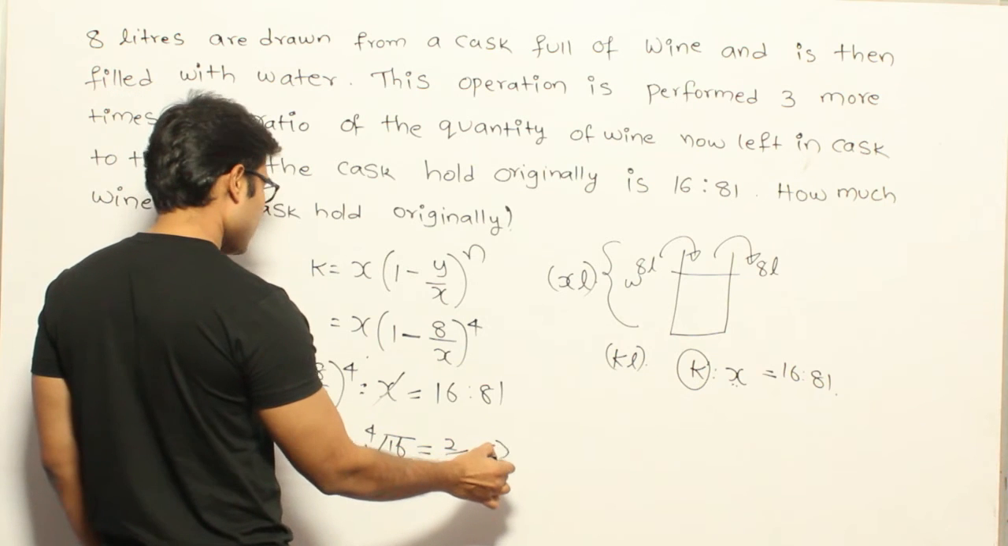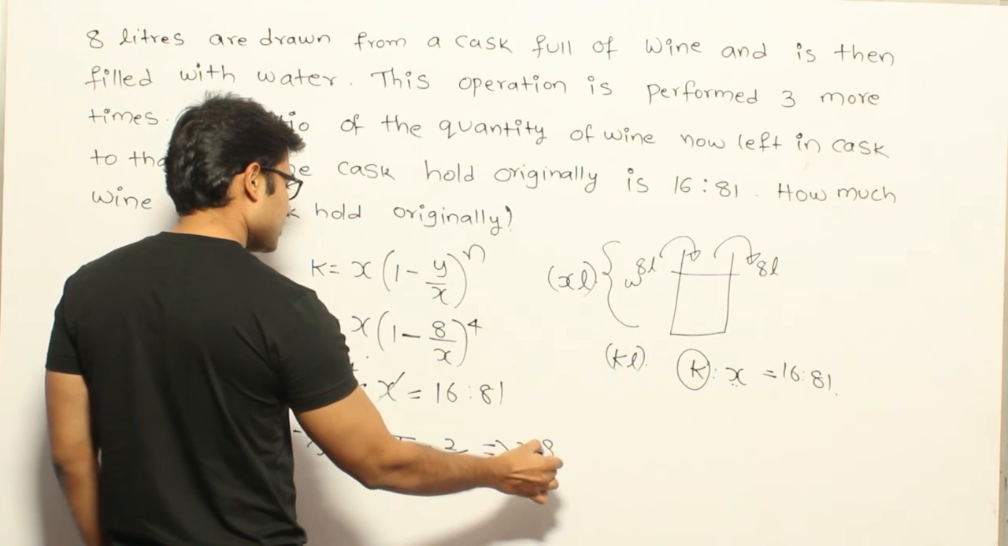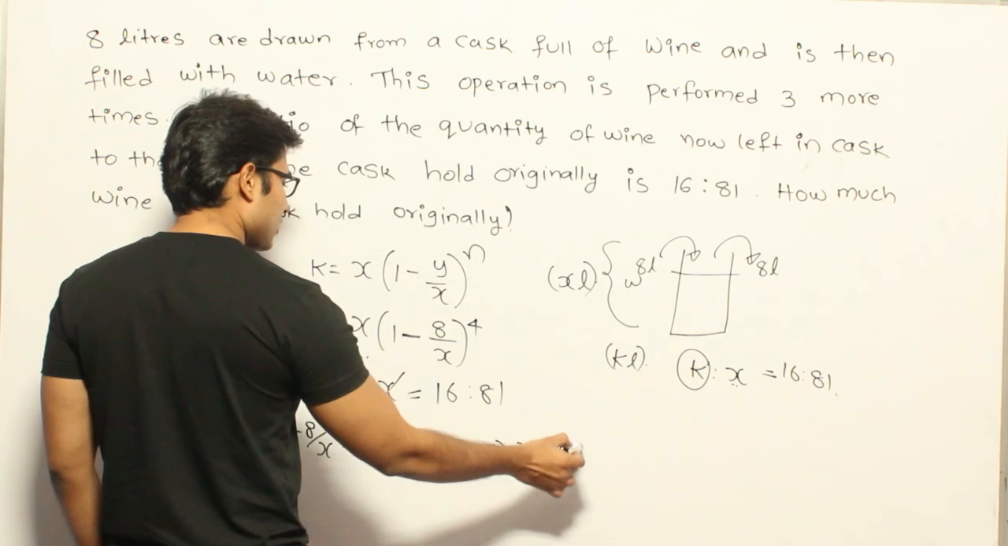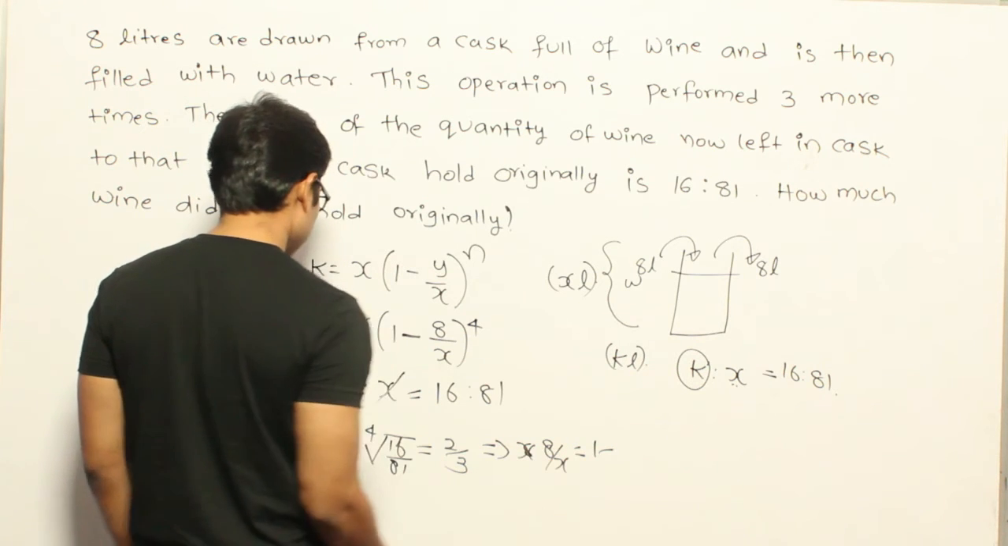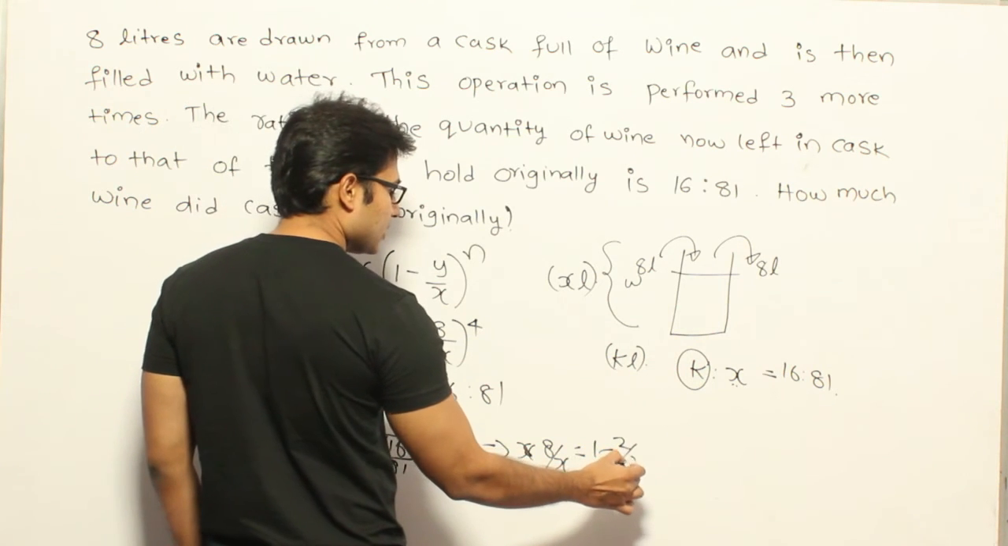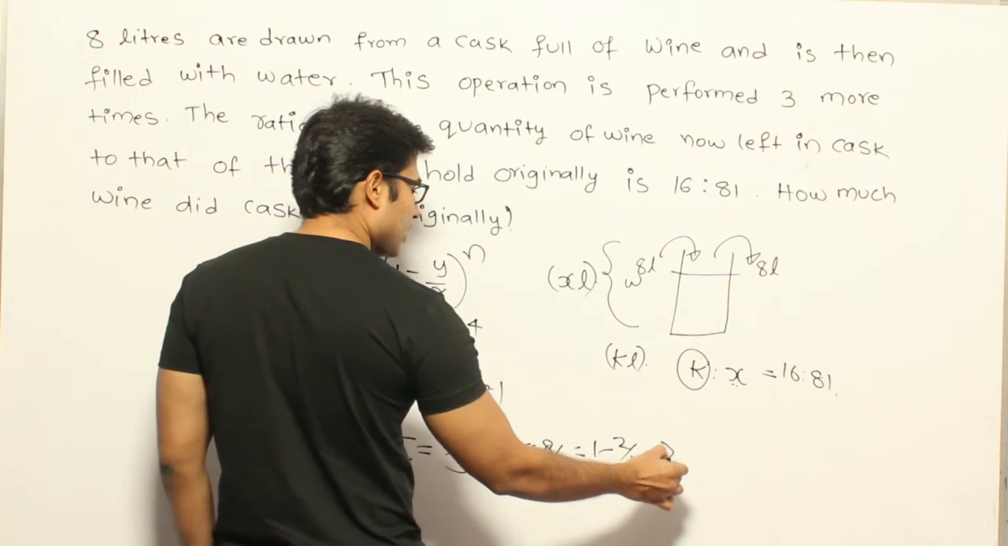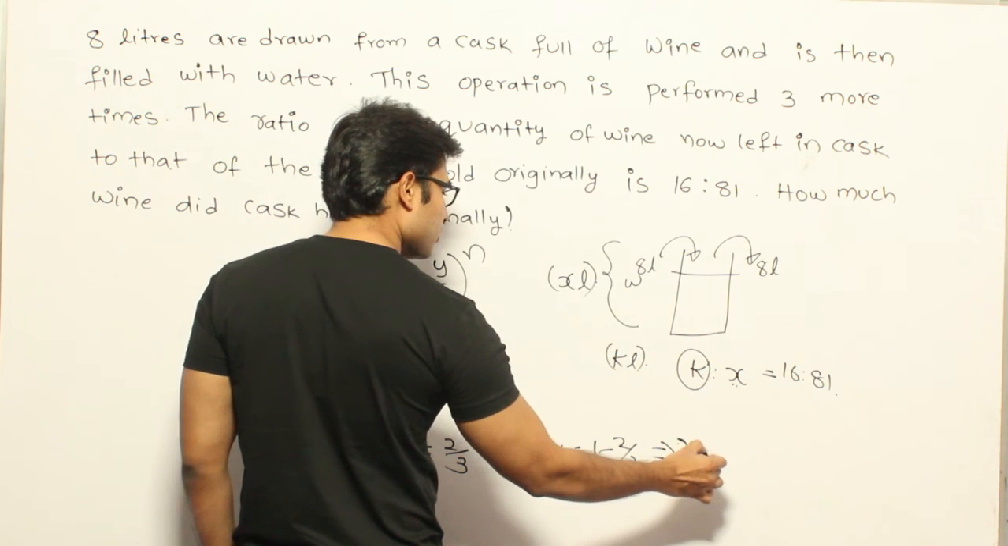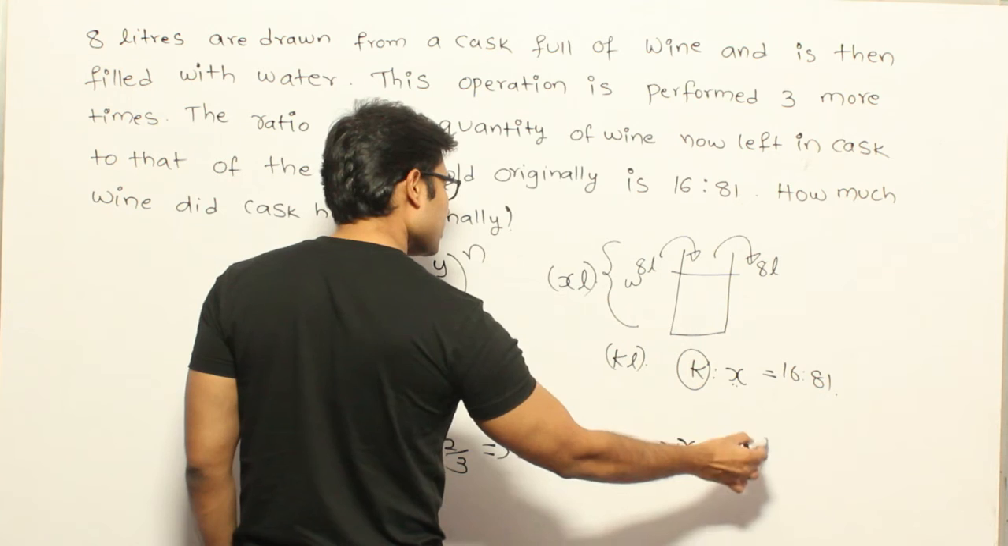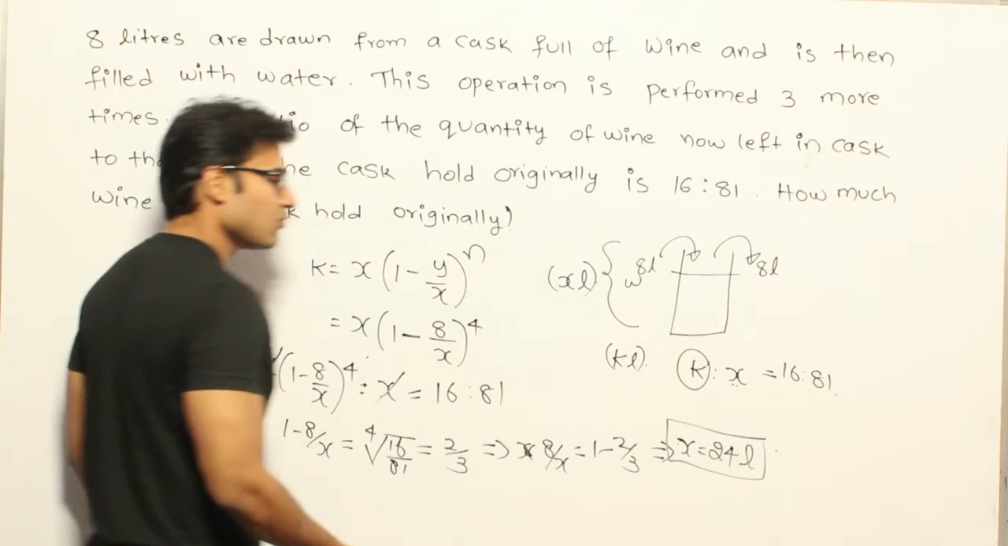So what does it mean? 8 by x equals 1 minus 2 by 3. So x will be equal to 24 liters. That is the initial amount of wine present.